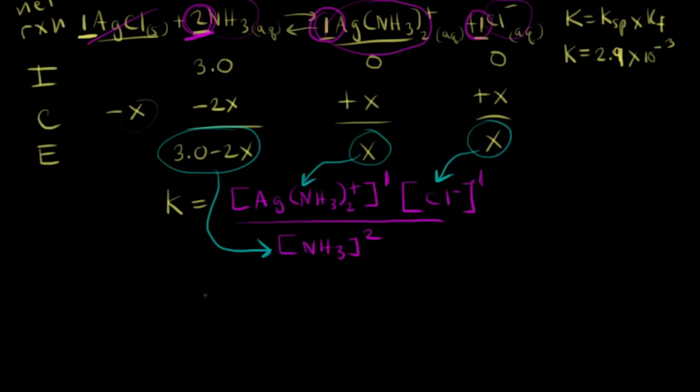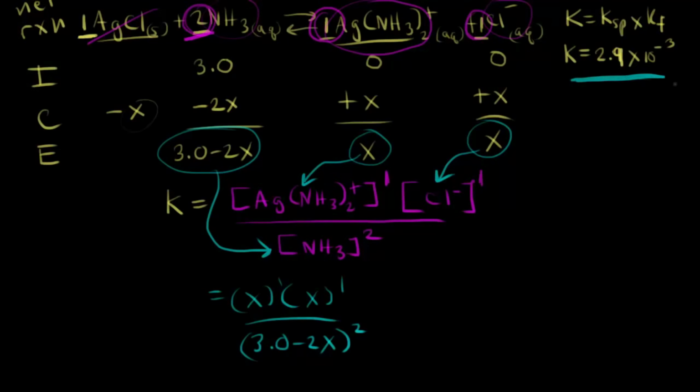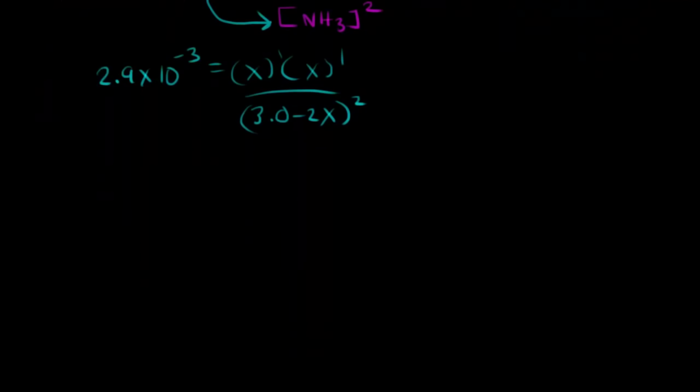So on the right side, we would have x to the first power times x to the first power, all over 3 minus 2x to the second power, so squared. And then we can plug in our equilibrium constant K, which is 2.9 times 10 to the negative third. So we would have x squared over 3 minus 2x squared is equal to 2.9 times 10 to the negative third.